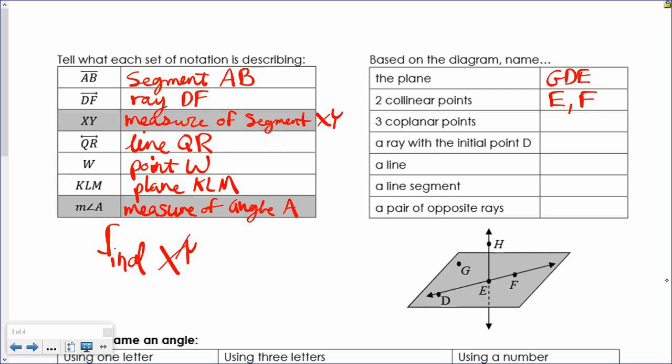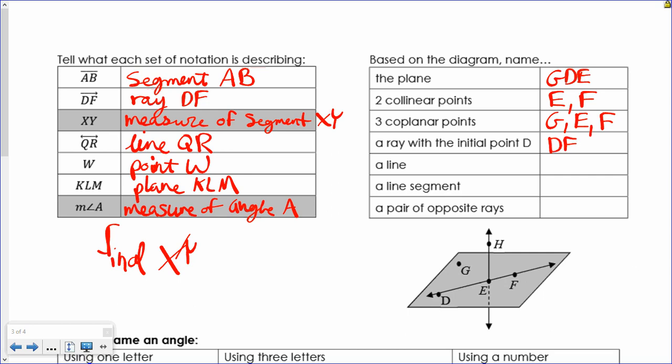What are 3 points that are coplanar? G, E, F is an example. Again, separated with commas. You could have said D, E, F, D, E, G, whatever you want, but they do need to be separated by commas. Alright, what is a ray with initial point D? Initial point meaning that's where it starts. D, F.